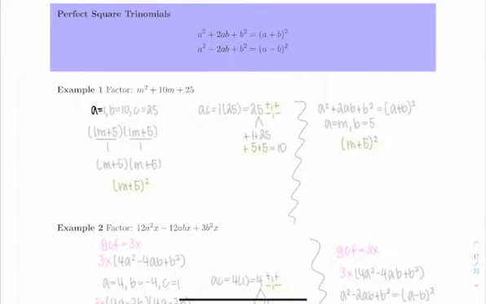So A is 1, B is 10, and C is 25. And so when I do A times C, I get 1 times 25, which is 25. We have our two options, 2 positives or 2 negatives, and we know it's 2 positives because B is positive 10. The factors of 25 are 1 and 25, and 5 and 5. And so this last combo is what will give me 10.